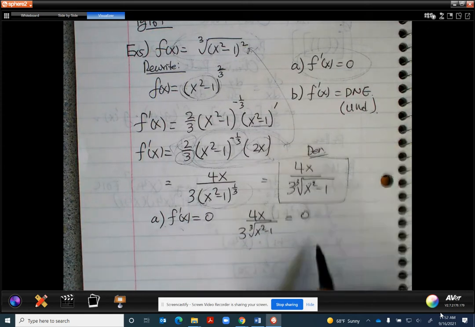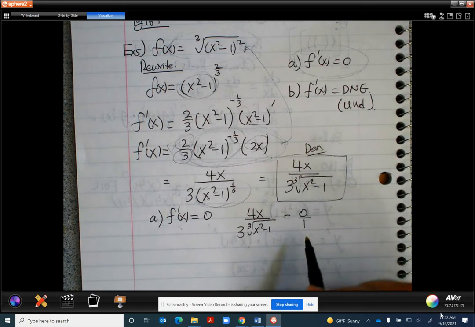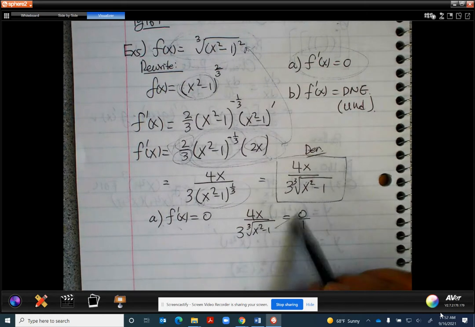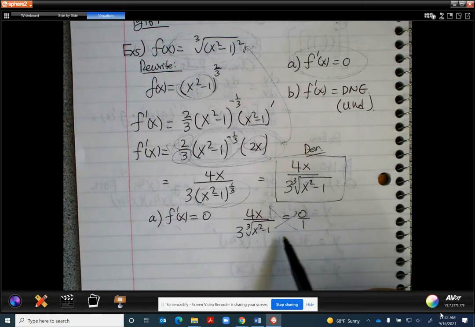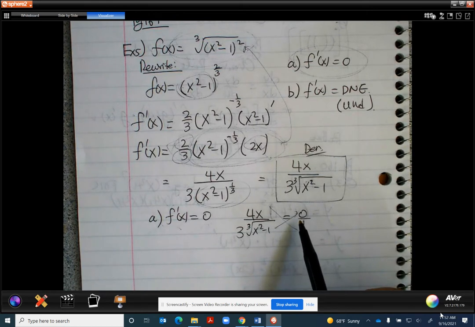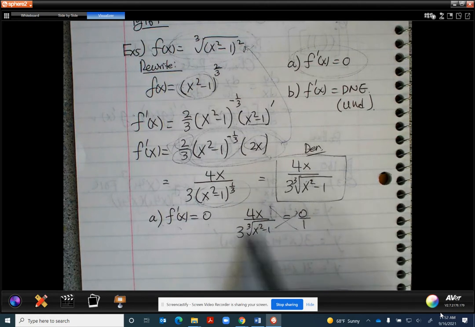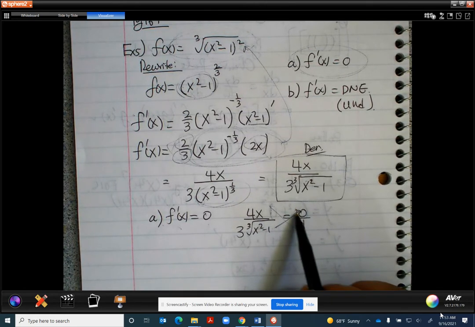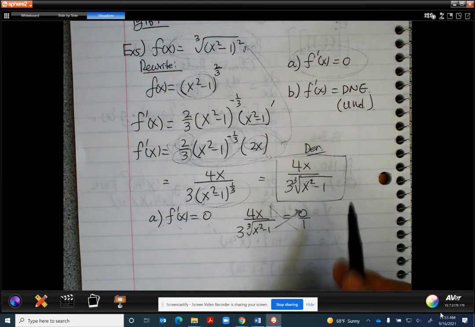Alright, do you guys remember cross multiplication with proportion? You have to cross multiply whenever you have a proportion, a fraction equaling a fraction. How many of you remember cross multiplication? Alright, so what is it when you cross multiply to 0? What is 0 times anything? 0. So what do we get then?